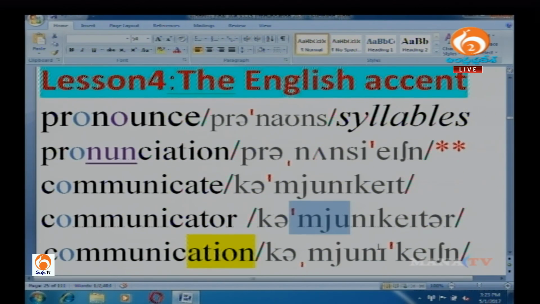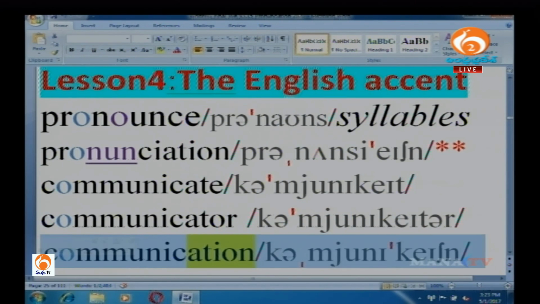All right? Good. So you are already improving your pronunciation and accent. This one, how do you pronounce that? Com, mu, ni, ca, tion. Ca is louder here. Communication. Say that. Communication. Here it was communicator. This is communication.